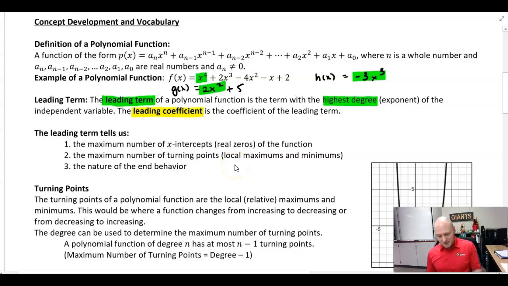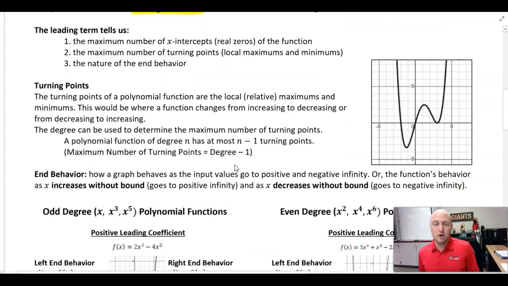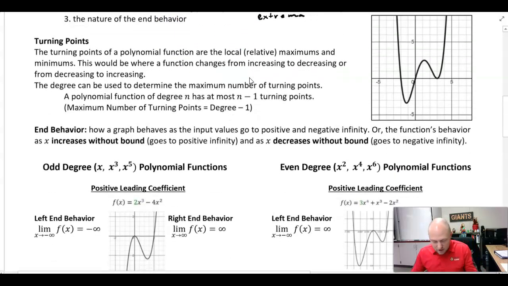What does the leading term tell us? It's very, very useful when analyzing polynomial functions. Number 1, it can tell us the number of zeros, or x-intercepts, the maximum number of real zeros. Number 2, it can tell us the maximum number of turning points, or extrema. Extrema, also known as maximums and minimums. And number 3, it will tell us the end behavior, which is probably the most common and practical application in the AP calculus exam.